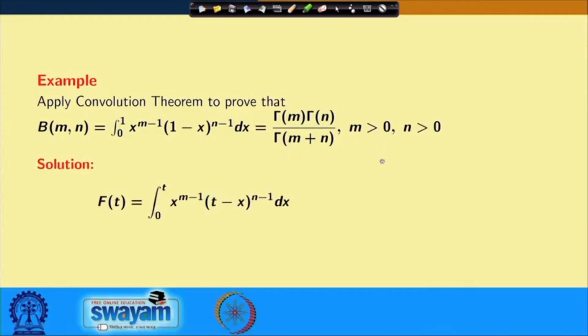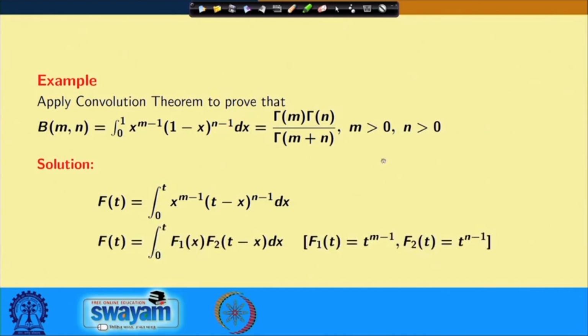So, just you see it, your f(t) is integral from 0 to t of x to the power m minus 1 into (t minus x) whole to the power n minus 1. So, this we are writing f1(x) into f2(t minus x), where f1(t) is t to the power m minus 1, f2(t) is t to the power n minus 1, and using the convolution definition, I can write it as f1 star f2.